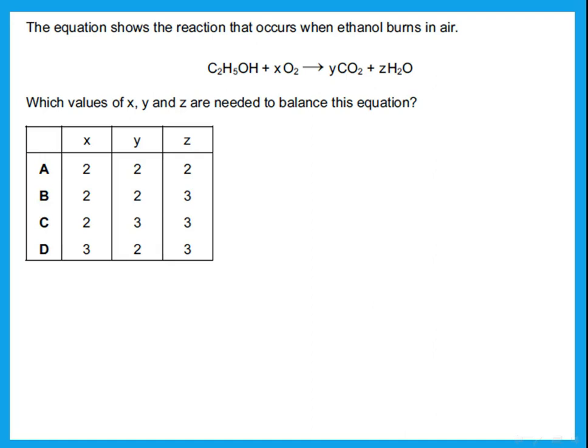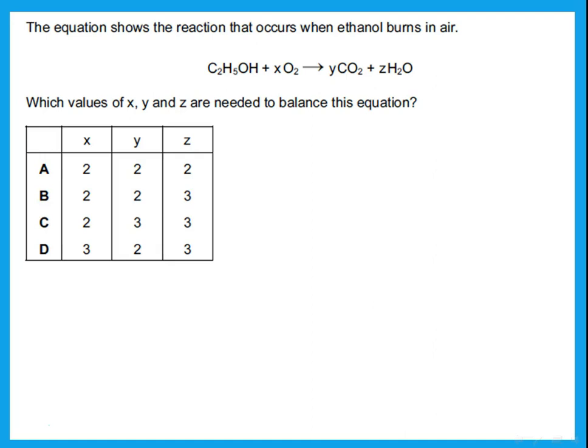Now, what should be before oxygen? How many oxygens after the arrow? If the CO2 has 2 before it, that's 2 times 2, that's 4 oxygens. And the H2O we decided has 3 before it, so that is 4 plus 3 oxygens, that's 7 oxygens. Can you see that we have 7 oxygens after the arrow?